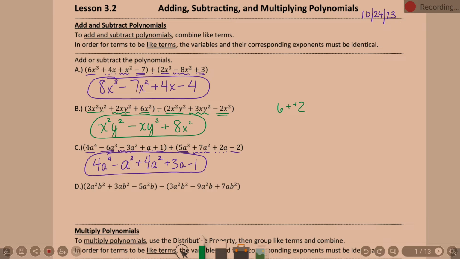I'm not going to bother to read it out loud. You got it there in front of you. Lots of a's and b's, yes? Okay. And we are subtracting. Always look at what's in between those parentheses. What do you see first? A squared b squared terms. 2a squared b squared minus 3a squared b squared is going to be negative a squared b squared, or negative 1a squared b squared.